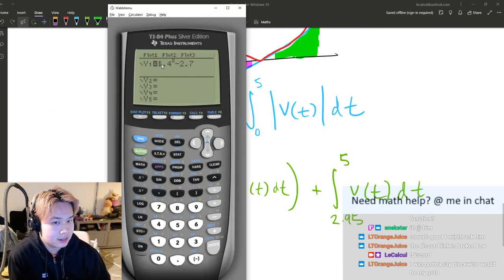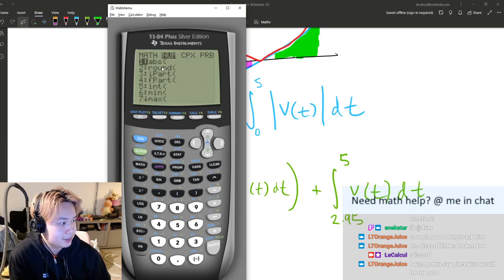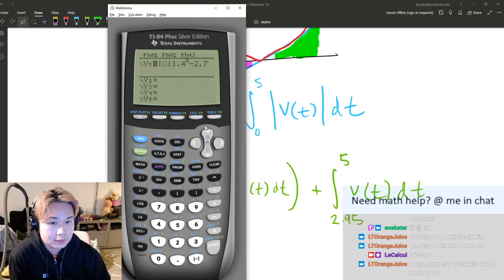So all I gotta do is go back to here and make sure I add in the absolute value. Oh, whoops. So 1.4 to the power of x minus whatever this was, 2.7. And then I'll just get rid of this stuff. Delete.